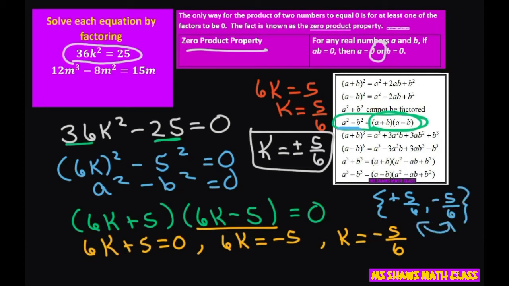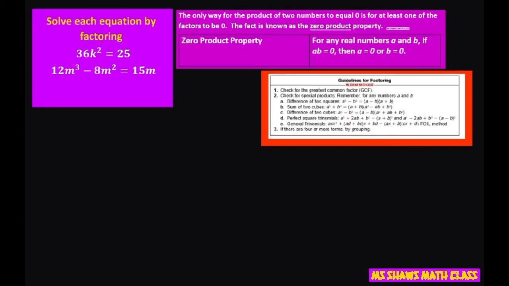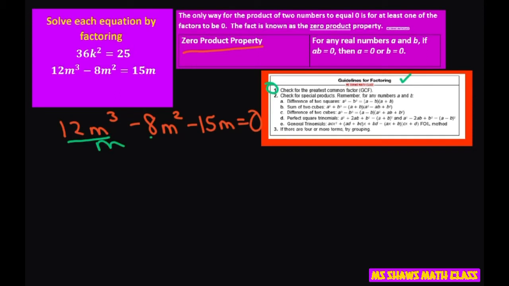Now for the next one, what we're going to do is write this in standard form. So 12m cubed minus 8m squared. I'm going to move that over. So minus 8m squared minus 15m equals 0. Because we're using the zero product property. Now I can factor out an m here. So when you're factoring, always check for that greatest common factor. So basically I can divide everything by m.